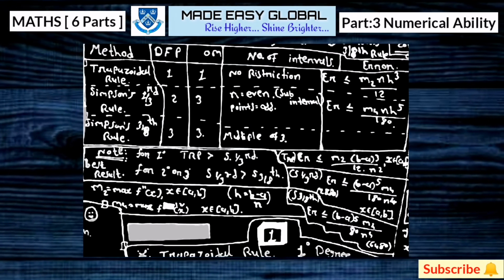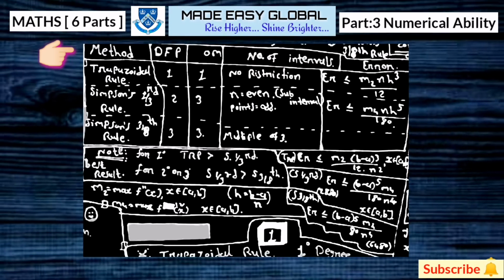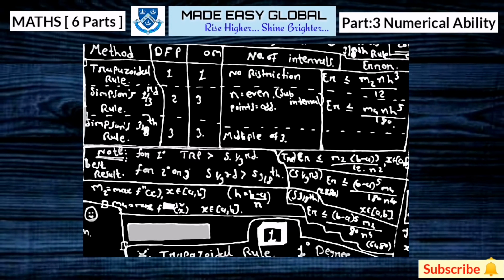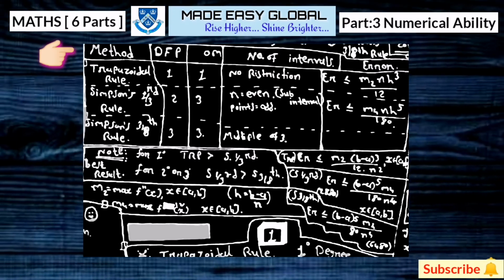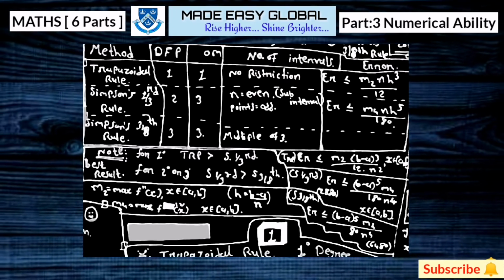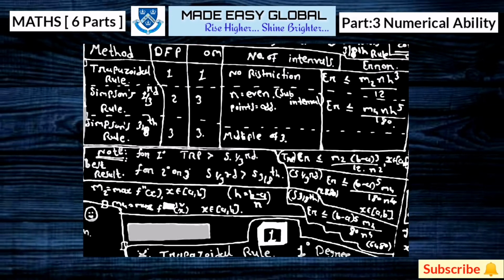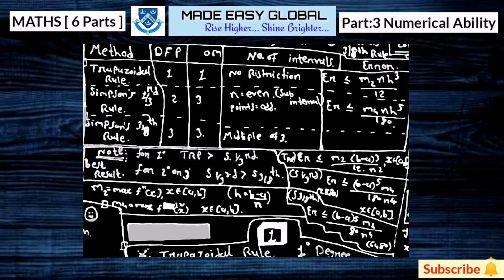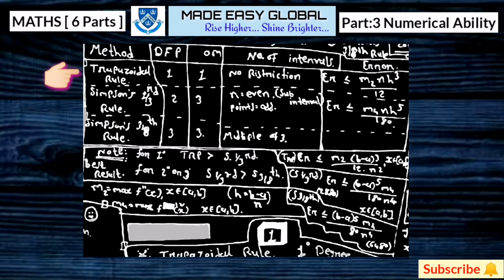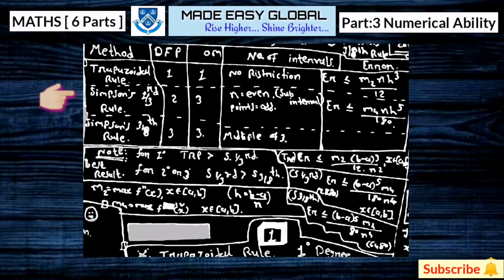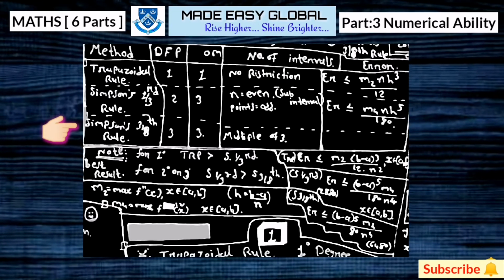Then here this table is useful for the examination. Here for the trapezoidal, Simpson's 1/3 and Simpson's 3/8 rule, DFP means degree of fitting polynomial is 1, 2 and 3 respectively, and OM is equals to order of method, which is 1, 3 and 3 respectively for the trapezoidal rule, Simpson's 1/3 rule and the Simpson's 3/8 rule.